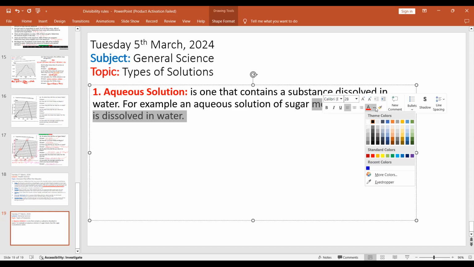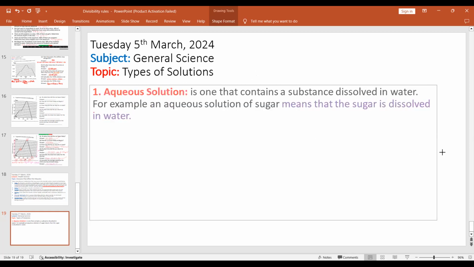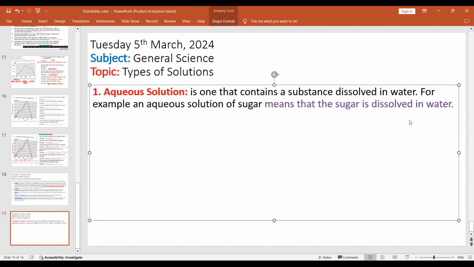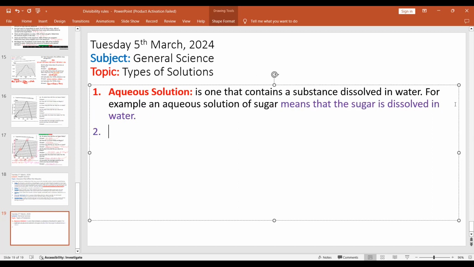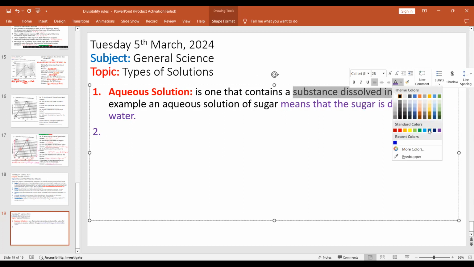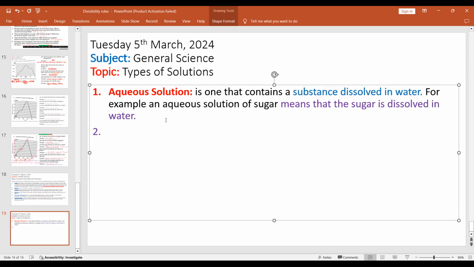So what if I say an aqueous solution of salt? What does that mean? That's where the salt is being dissolved in the water. Very good. So an aqueous solution is where the substance that is being dissolved is being dissolved in water. All right. Aqueous solution. Then we have just one type.